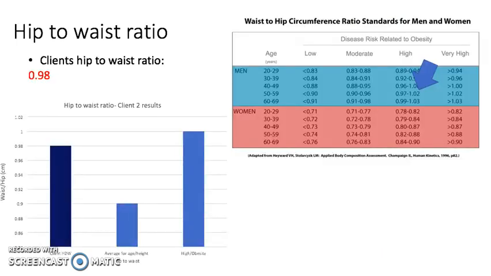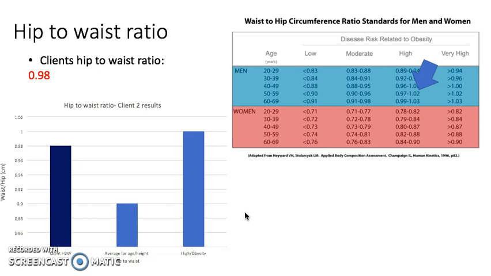So I would definitely look to decrease that. Hip to waist ratio. If someone is overweight and the excess weight is putting their health at risk, the hip to waist ratio can help predict your risk from heart disease and diabetes. My client has a hip to waist ratio of 0.98, and on the table I've added an arrow to where his score would be. A healthy hip to waist ratio is 0.9 or less in men and 0.85 or less in women.